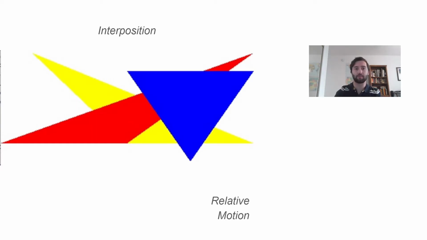Which of them is on top? You're probably going to say blue right here. And I could say which one is in the back. You'd probably say yellow.